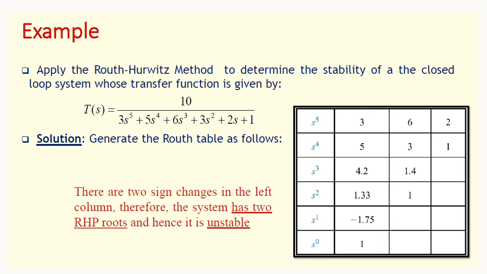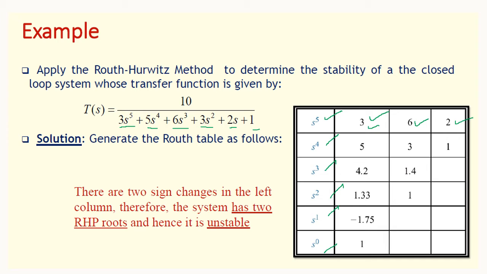Now we'll take another example. In this case we have 10 divided by 3s to the power of 5, 5s to the power of 4, 6s cube, 3s square, 2s and 1. So first we'll write all the powers, s to the power of 5, 4, 3, 2, 1, 0. Next we'll write the coefficients of s to the power of 5, which is 3. We'll skip 5s to the power of 4, the other one is 6, and we'll skip 3s square, so it is 2. The next value is 0, we don't need to consider it.